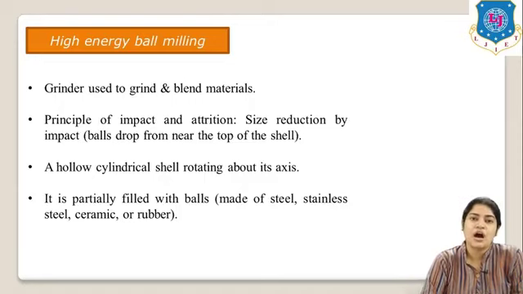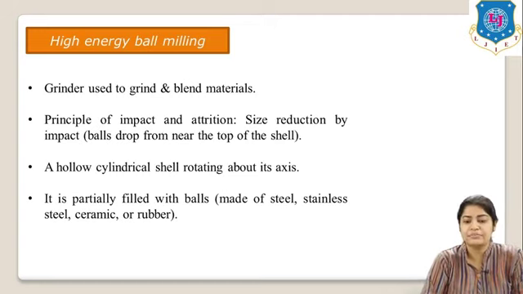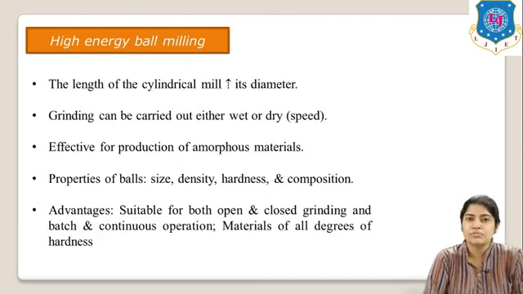Now, what is the mechanism? First of all, there is a hollow cylindrical shell which rotates about its axis. As the cylinder rotates about its axis, the metal balls or ceramic balls, whatever kind of material balls you are using, also rotate with the horizontal cylinder. It is partially filled with balls. The material of construction of the balls can be steel, stainless steel, ceramic or rubber. Moving forward, the length of the cylindrical mill is generally greater than its diameter.